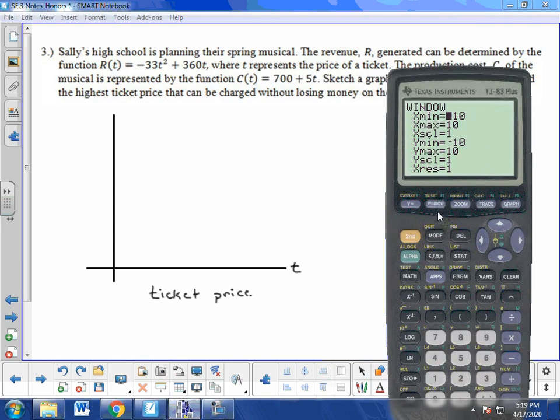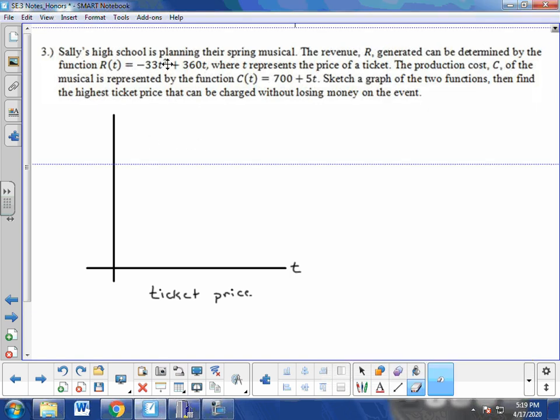So I'm going to set the window. Ticket price is not going to be less than 0, so I'm going to set the X minimum to 0. Hit the window key, set X minimum to 0, because the ticket price is not going to be less than 0. We don't know what the ticket price could max out at. Basically, we want to be able to find at least one intersection between revenue and cost.